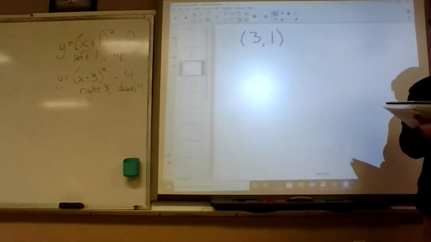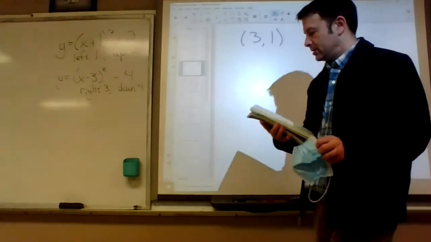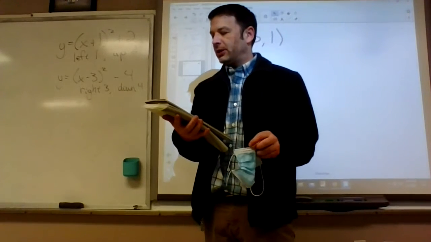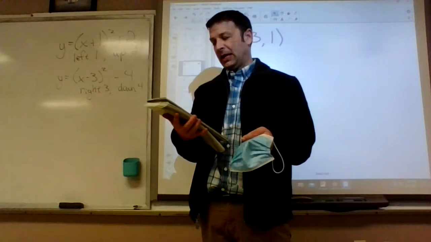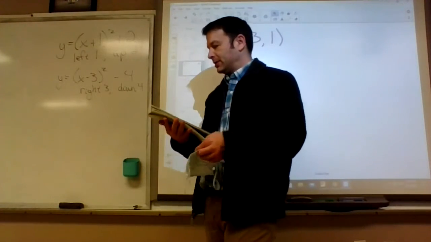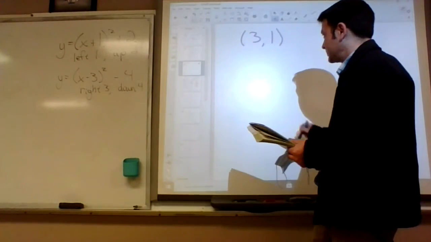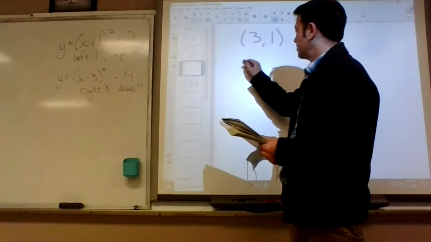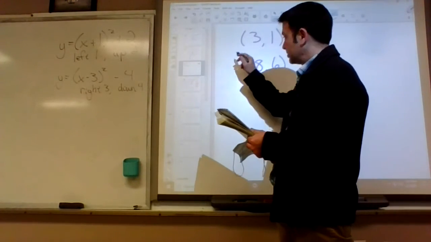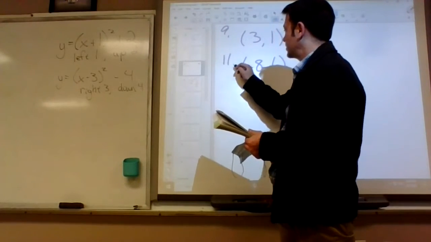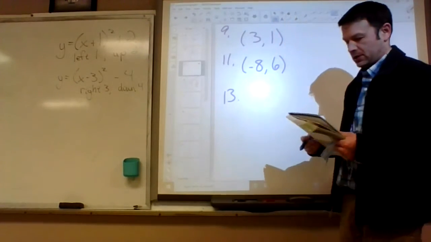Okay, number 11. Where would that graph move? Right 8 left, so negative 8, and then up 6, so positive 6. So negative 8, 6.